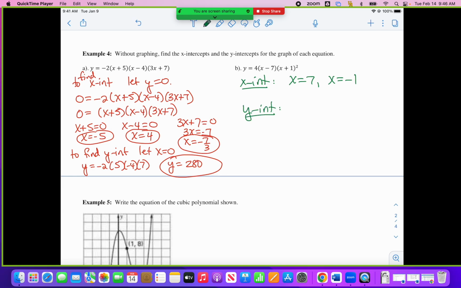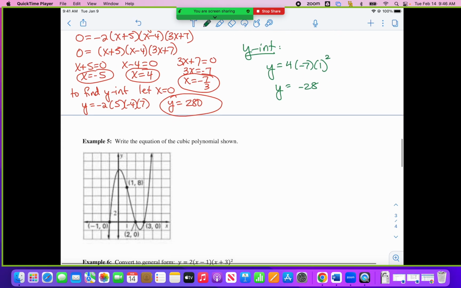Now to do the y-intercept, that one's a little bit harder. And be careful with the exponent. Because if this had been, say, x minus 1 squared, you'd be squaring the negative, okay? Be careful. So did you get -28? Yes. Okay, so let's look at example 5.